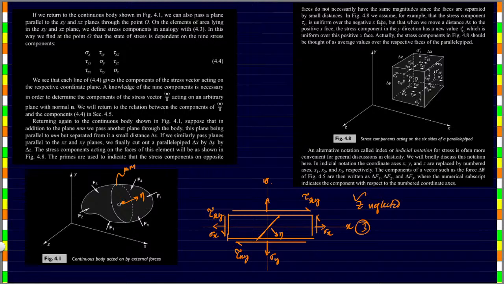Okay, so in figure 4.8, we assume, for example, that the stress component tau xy is uniform over the negative x space, but that when we move a distance delta x to the positive x space, the stress component in the y direction has a new value, tau dash xy, which is uniform over this positive x space. Actually, the stress components in figure 4.8 should be thought of as average values for the respective faces of the point.